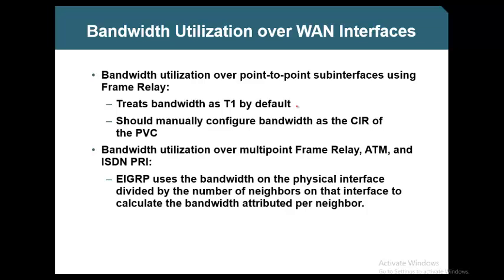even though it's a sub-interface, because it's a serial link, EIGRP will consider the bandwidth as T1. What is T1? 1.5 meg. 1.5 meg is what is called T1. That's the bandwidth of a serial link, the bandwidth of the physical link. But EIGRP is going to treat the sub-interface as a physical interface.